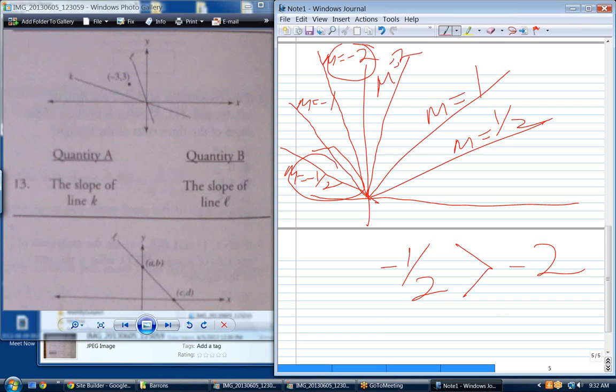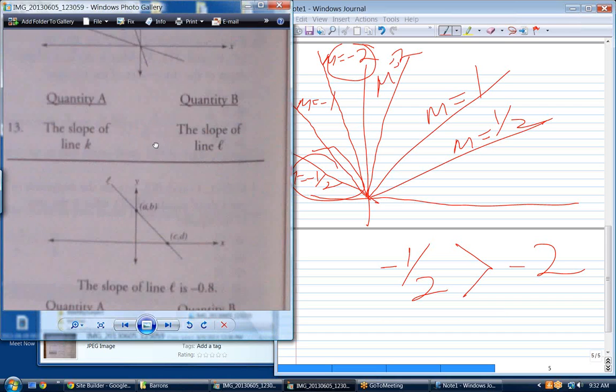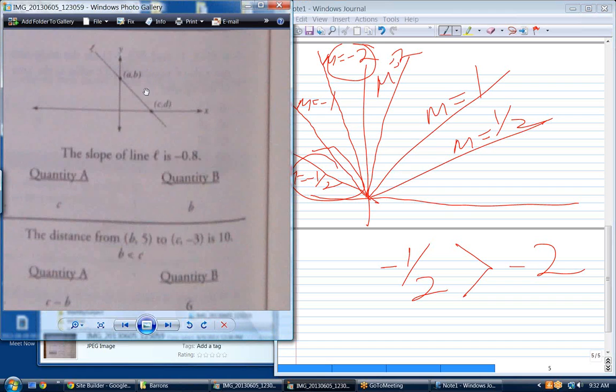All right. The slope of that line is negative 0.8. Which quantity is bigger, C or B?